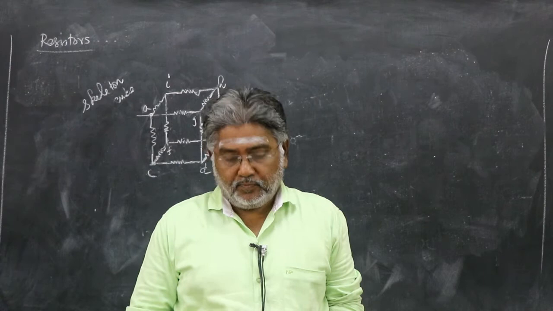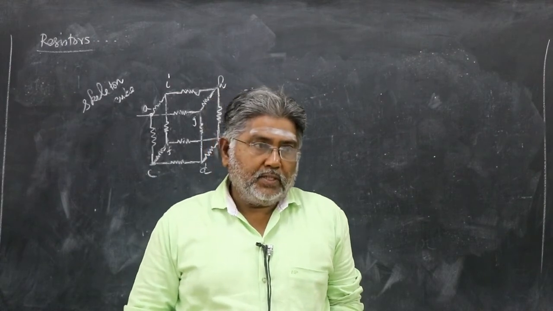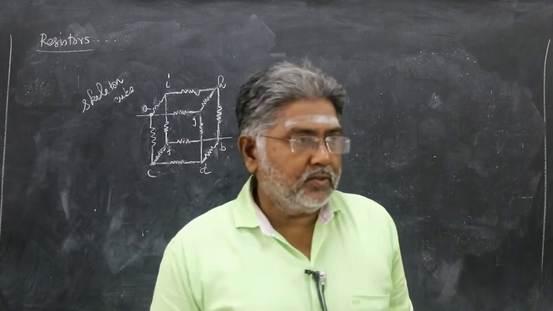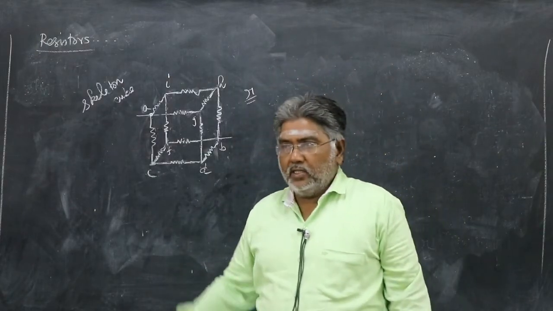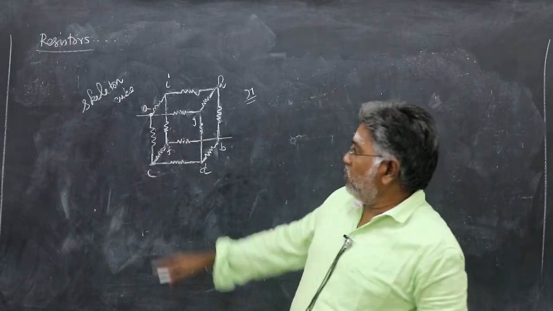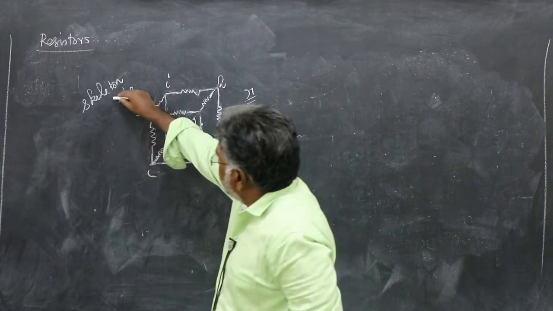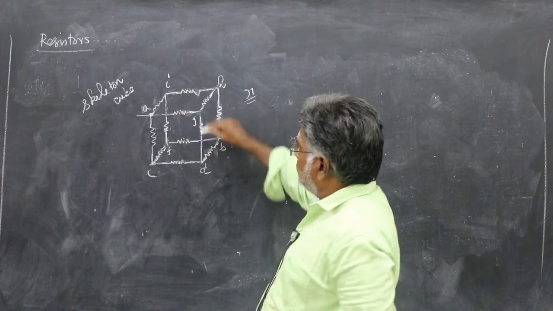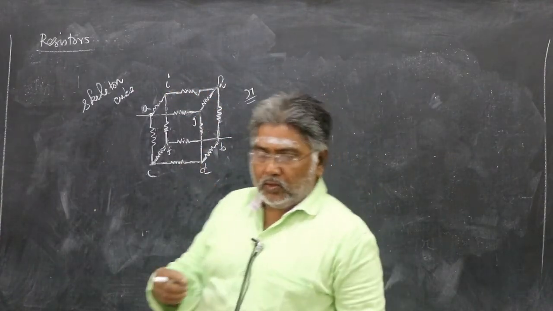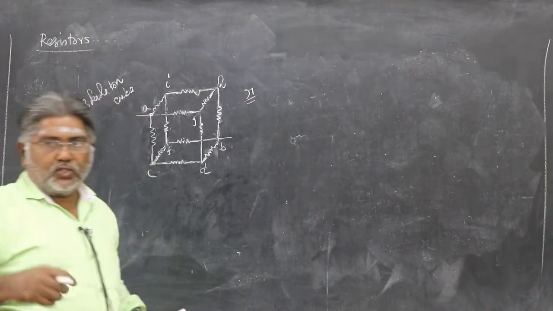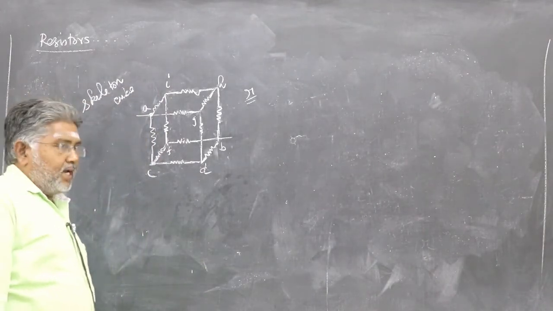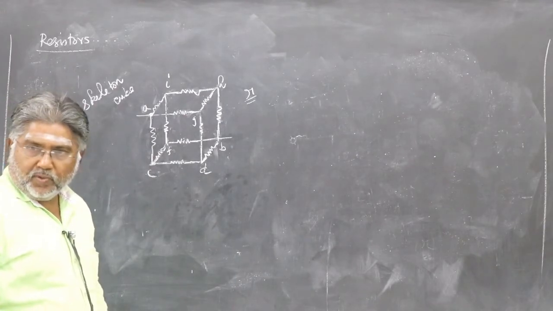Now, we take up a circuit of resistors arranged in the form of a skeleton cube made of 12 resistors in this form, okay? So, the resistors are connected as the edges of the cube and we have to find the effective resistance.